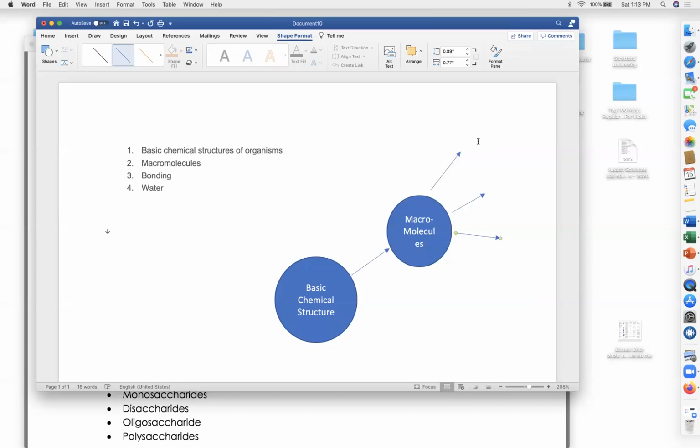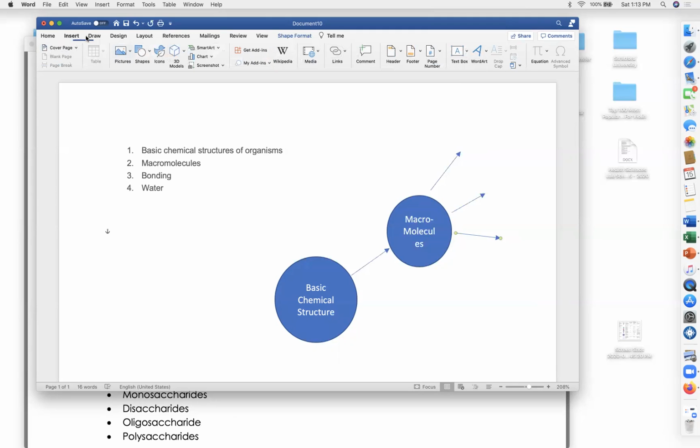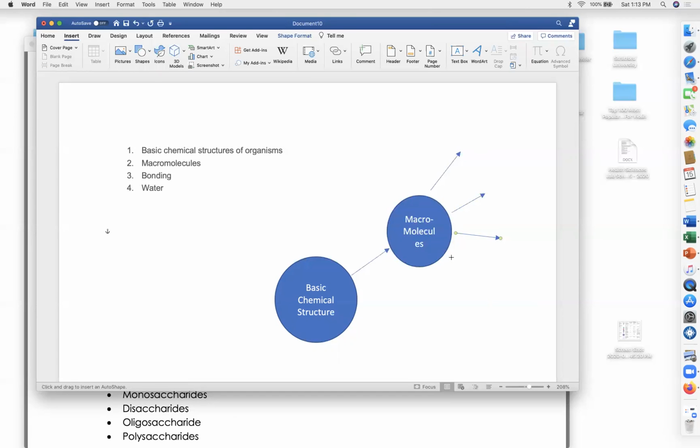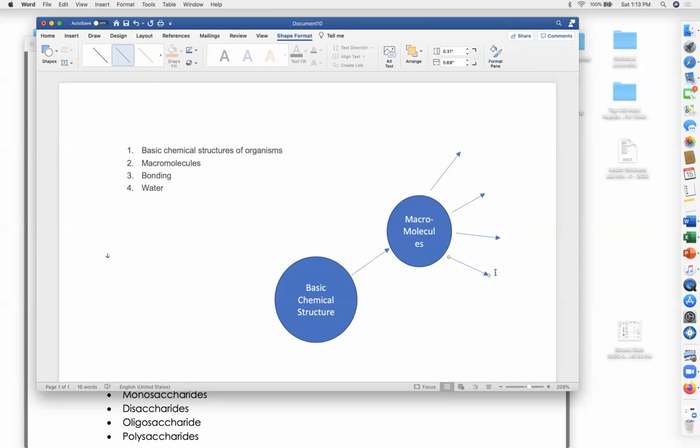And then you could do carbohydrates, and then an arrow. What is carbohydrates made out of? Proteins, DNA, and the four things, right? Let me insert another shape. And then that will lead to four other bubbles.